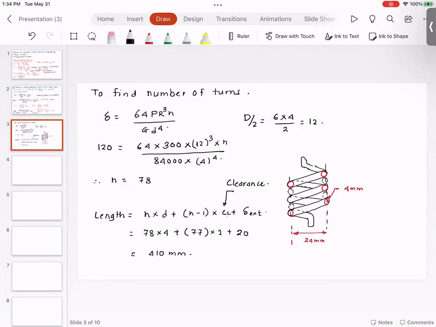Any questions, concerns? Yeah. How did we get delta ext? Oh, I assumed. Oh, okay. So this is assumed. Clearance also assumed.